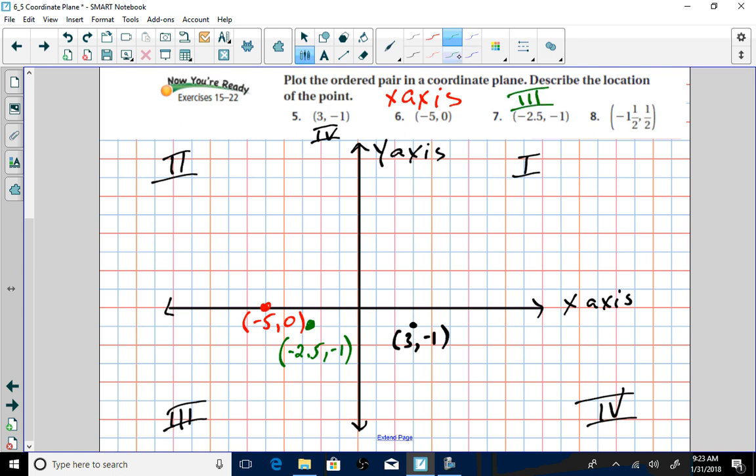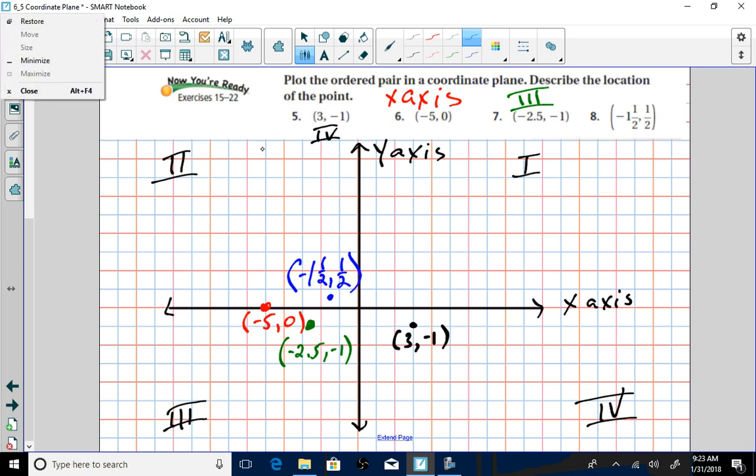And then on our last one, we have -1 1/2 and then comma 1/2. -1 1/2 in the x direction is -1. Here's -1 1/2. But then I have to go up a half. So that's going to be located right there. All right, that's -1 1/2, comma 1/2. And what quadrant is that located in? Quadrant 2.